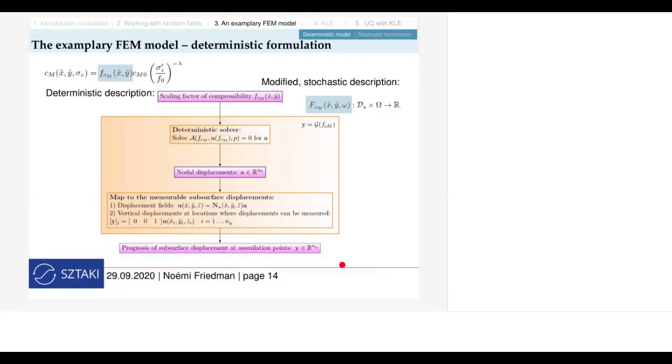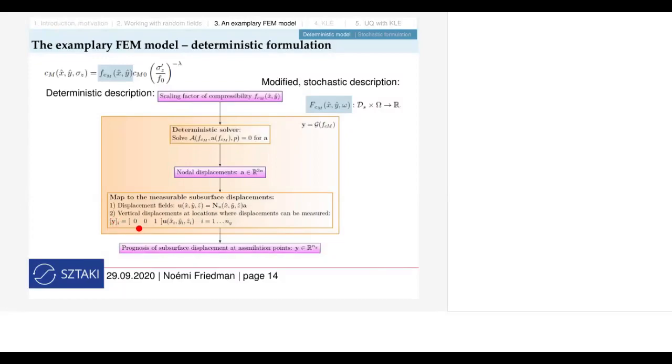So this is the general framework of the deterministic problem that I have. It takes this scaling field of the compressibility field. I need to evaluate it at the certain finite elements for each value, and then I can compute the nodal displacements with the deterministic finite element solver. From the nodal displacements, I can compute the whole displacement field, but now I only need the displacement at certain values where I can actually observe the displacement.